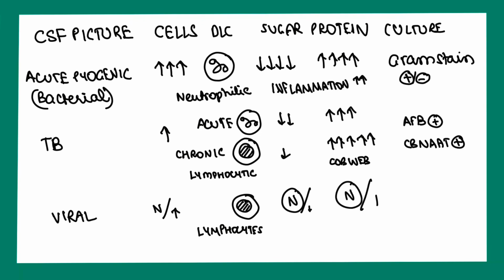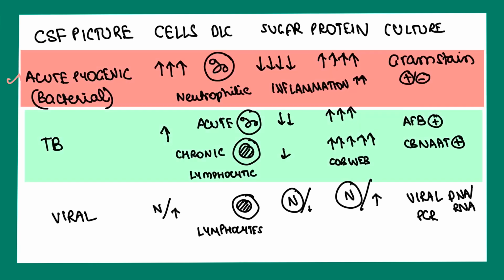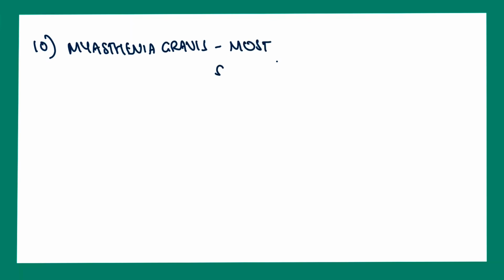And in viral, it will give a normal picture of CSF or a mild increase in cells, which will be lymphocytes. Sugar and protein will be absolutely normal or mildly increased or decreased. For diagnosis of viral, DNA, RNA, PCR should be done. In the exam, they have asked the acute pyogenic meningitis CSF picture.